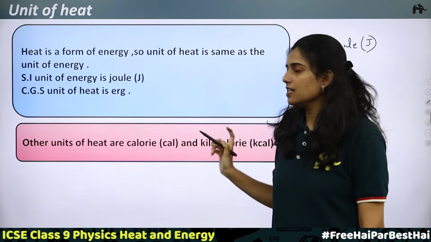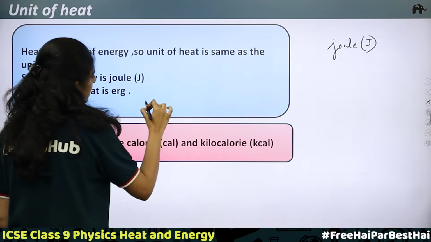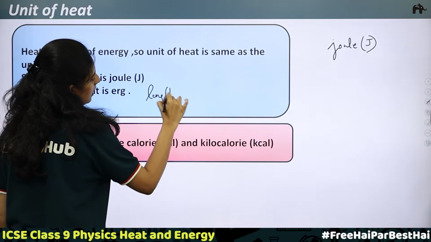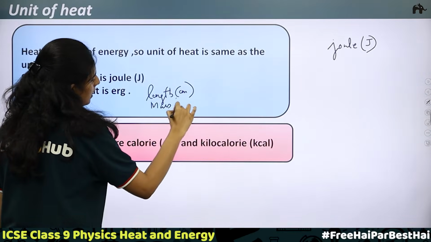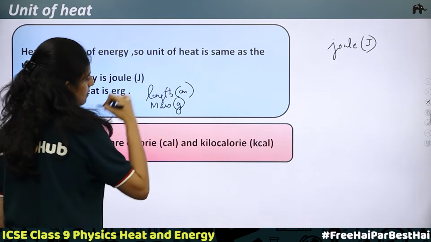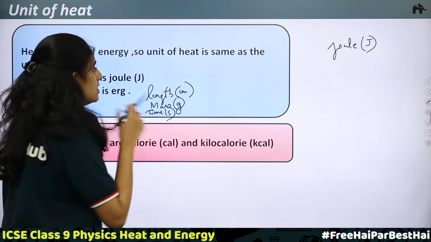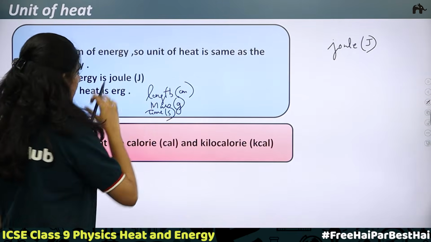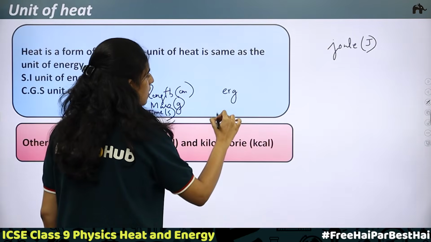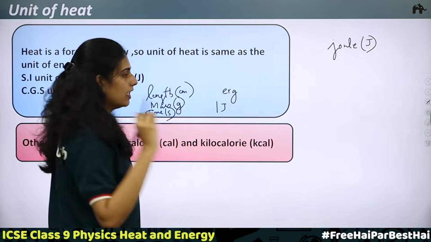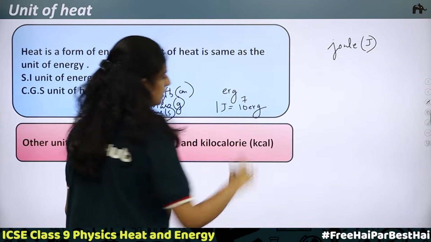Then there is a CGS unit. What is CGS? In the CGS system, length will be in centimeters, mass will be in grams and time will be in seconds. So this is the CGS unit. The CGS unit of heat is erg. The relation between joule and erg: 1 joule is equal to 10 raised to 7 erg.